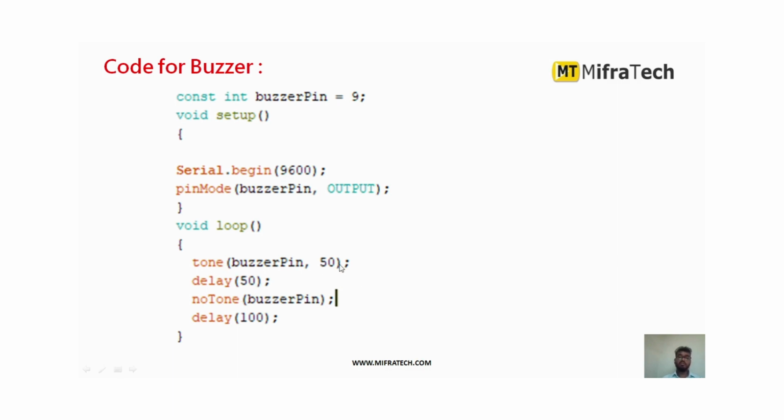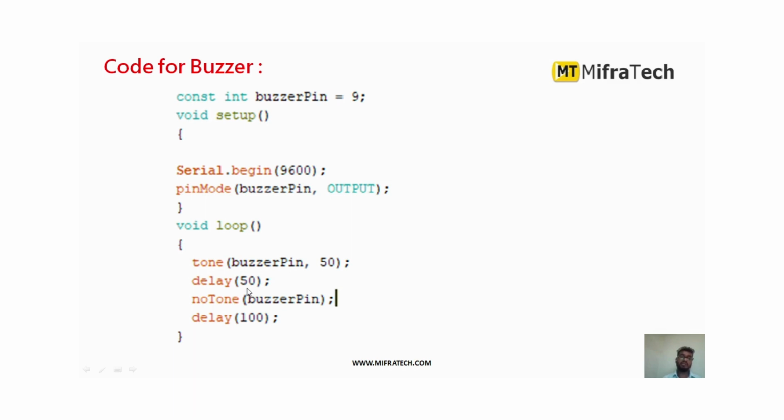So as you can see, tone of buzzer pin comma 50. What this tone will do is it will send some continuous square wave to the buzzer pin. So it has an input we are sending to that buzzer pin. Here 50 defines the frequency, 50 Hz frequency I am sending. After sending that, the buzzer will produce the sound whenever we use this tone of buzzer pin 50.